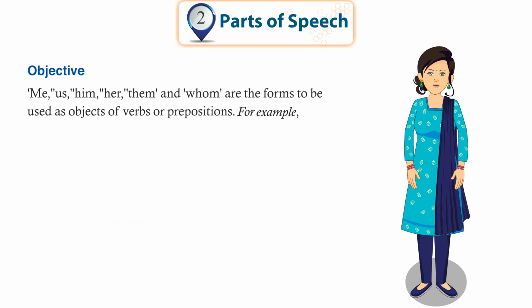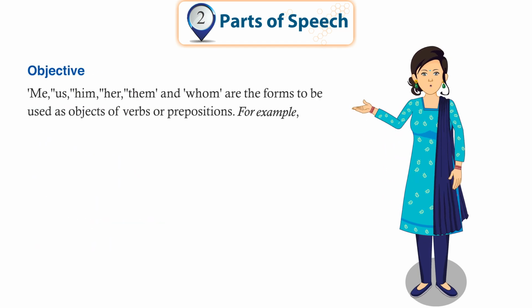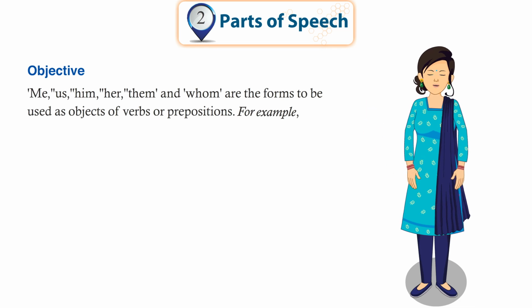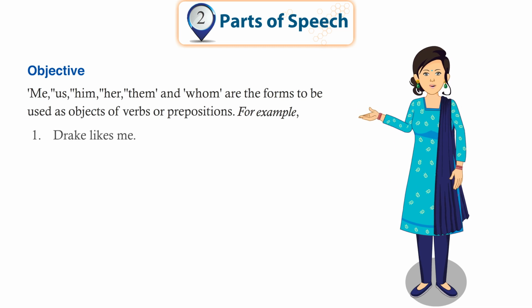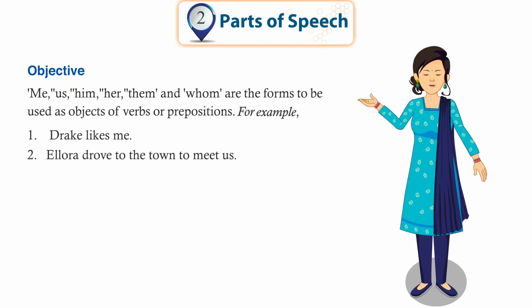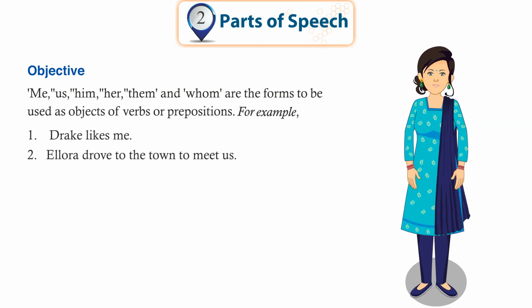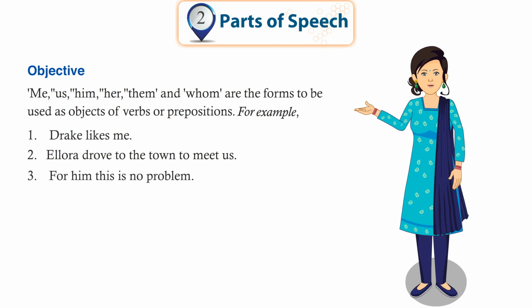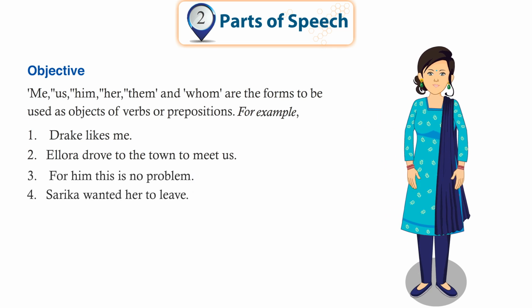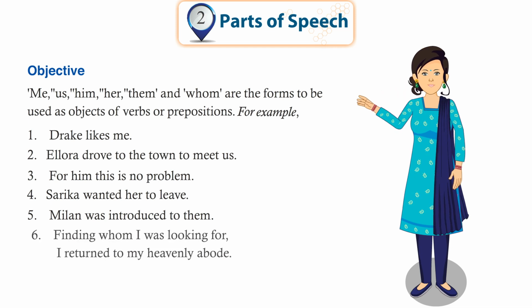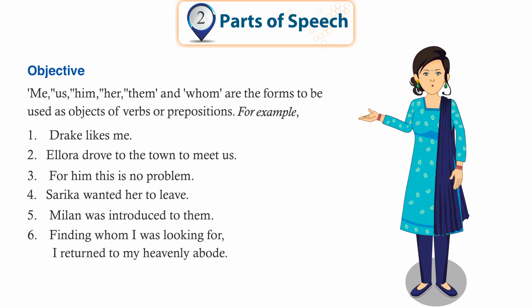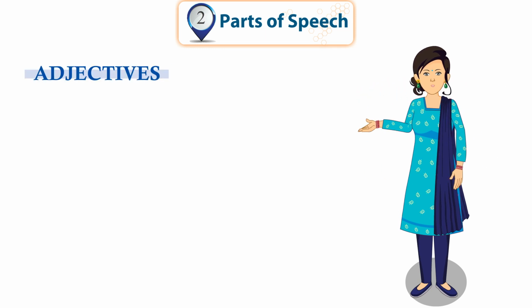Objective: me, us, him, her, them, and whom are the forms to be used as objects of verbs or prepositions. For example, Drac likes me. Alora drove to the town to meet us. For him, this is no problem. Sarika wanted her to leave. Milan was introduced to them. Finding whom I was looking for, I returned to my heavenly abode.